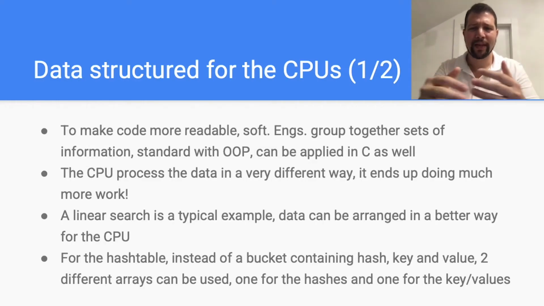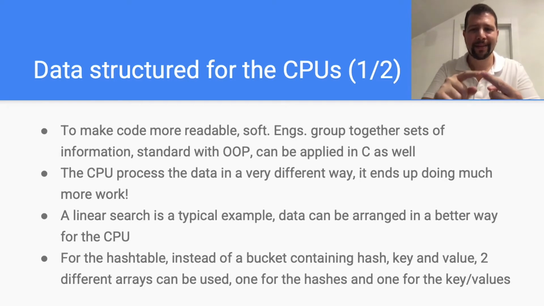Data is usually organized in a human-readable way, but the CPU really doesn't like it. The CPU has to perform a lot of extra operations when the data are not organized to fit how the CPU itself works. And that's a problem. A linear search algorithm is a typical example from this point of view. Data can be arranged in a much better way, and the difference can really be dramatic.